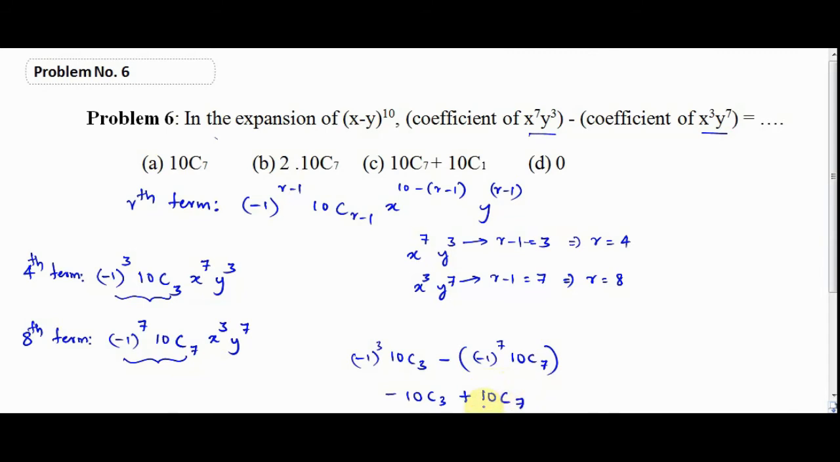Therefore 10c3 will be equal to 10c7, and therefore 10c7 we may replace with 10c3 itself. So now what we get here is minus 10c3 plus 10c3, so the value will be 0. So the difference between the two coefficients will be 0. So that is given by option D, and therefore the right answer is option D.